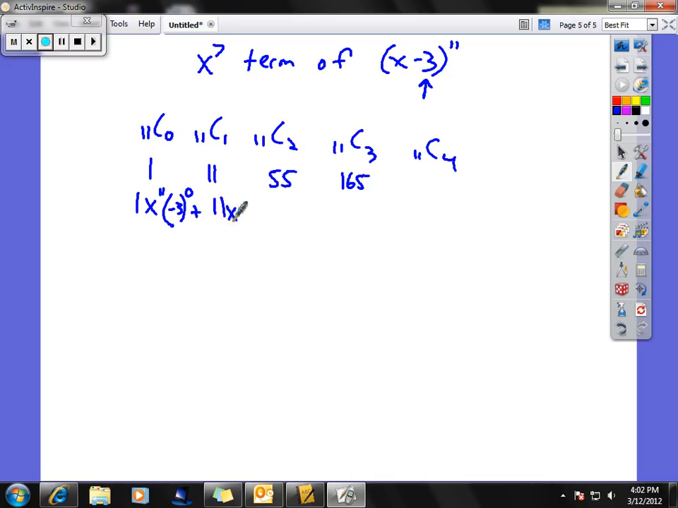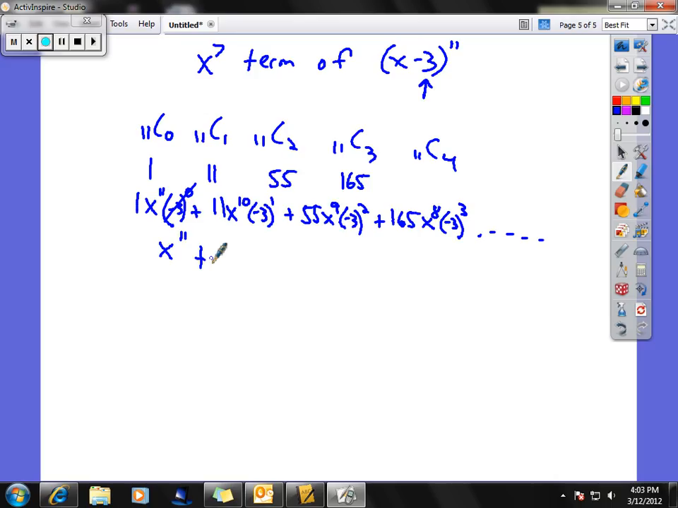11 x to the 10th, negative 3 to the 1, plus 55 x to the 9th, negative 3 squared, plus 165 x to the 8th, negative 3 cubed. Notice how the exponents still add up to 11, and so on. It's going to keep going. But now these terms over here, there's numbers in front and after the x, and those are numbers, so what we want to do is combine those into one coefficient. This one, obviously, that cancels out, so that's just x to the 11th.